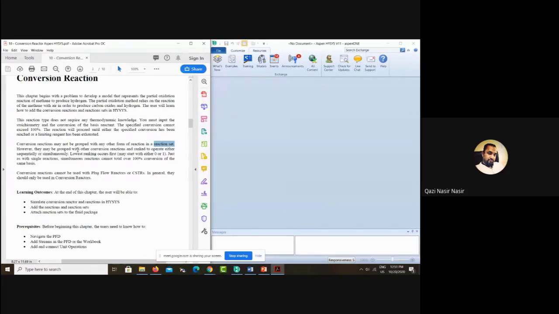However, they may be grouped with other conversion reactions and ranked to operate either sequentially or simultaneously. So if you have more than 2 reactions, you can mention inside Aspen Hysys which one is ranked higher, or which one is happening more as compared to the other. For example, if you have 2 reactions, one reaction is happening 70%, the other 30%. So you can say reaction number 1 is ranked higher than reaction number 2. How can you rank them? You can rank them by putting the value 0 or 1. If you put 1, it means it is the higher rank. If you put 0, that means it is a lower rank.